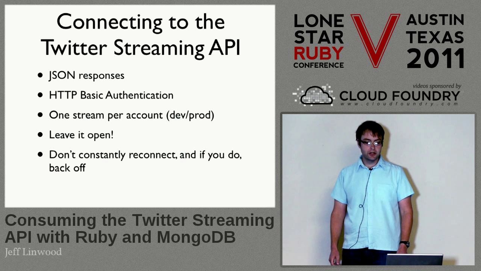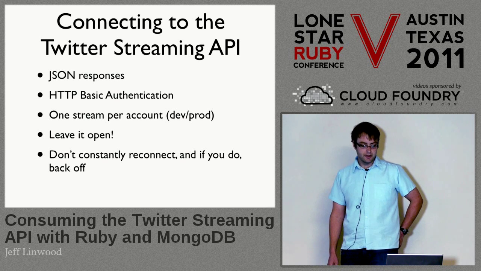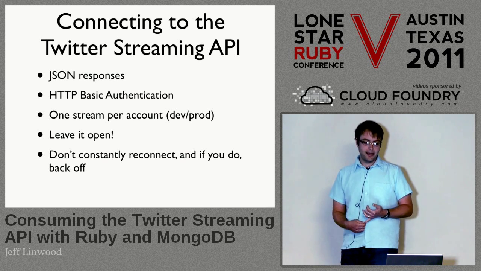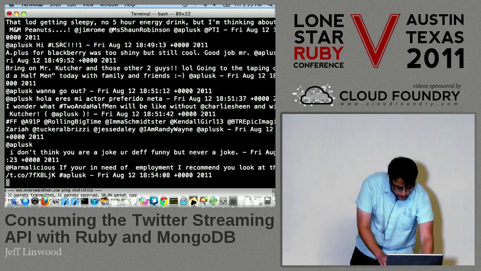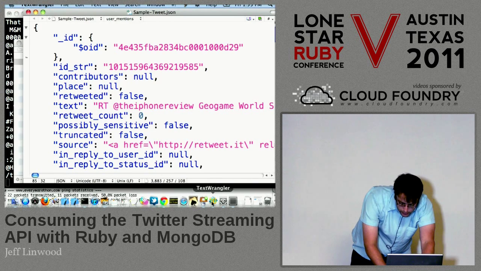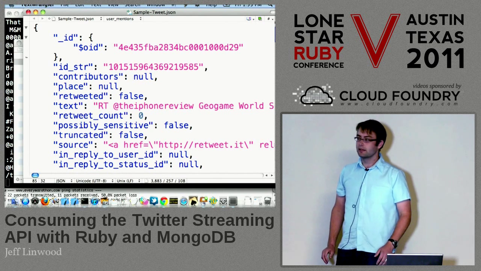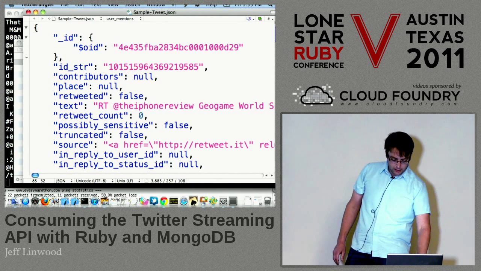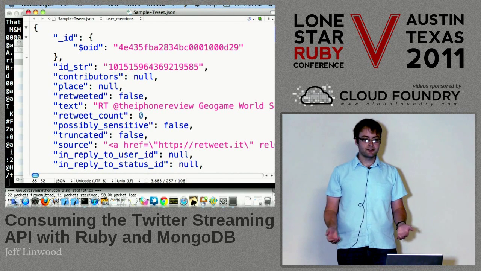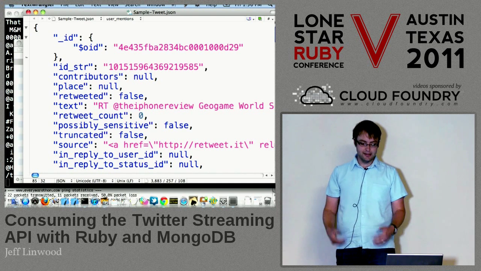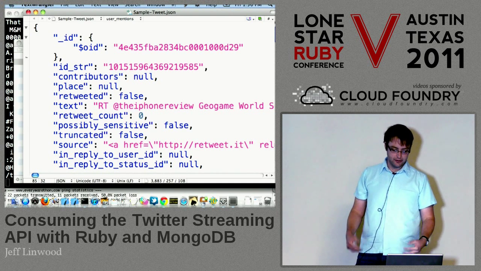When you connect to the Twitter Streaming API, you're going to get JSON responses back. Let me show you one of those right now. So here's a sample tweet in JSON. That's pretty readable. They're really big. When you think of tweets, they're 140 characters, so you'd think their JSON format would be pretty small. It's not. It's pretty big. It's got a lot of stuff in it.